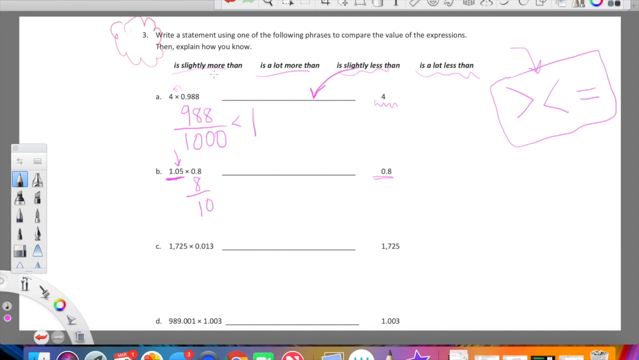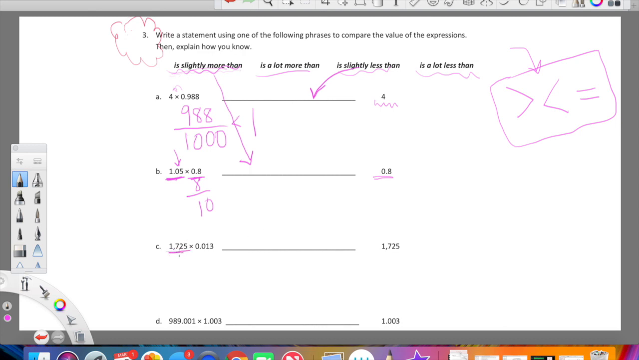The result is just going to be slightly more than, because we're multiplying 8 tenths by something that is just slightly more than 1. So our result is going to be slightly more than our original 8 tenths. Do you guys kind of see what's going on here? Cool. Let's check out this.